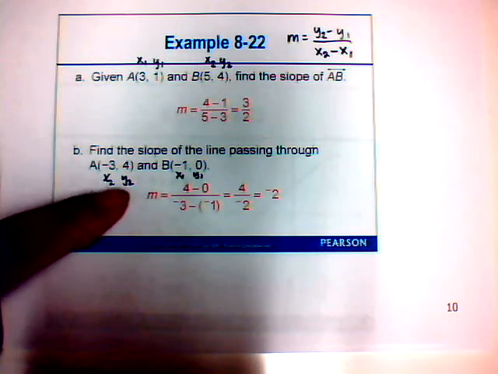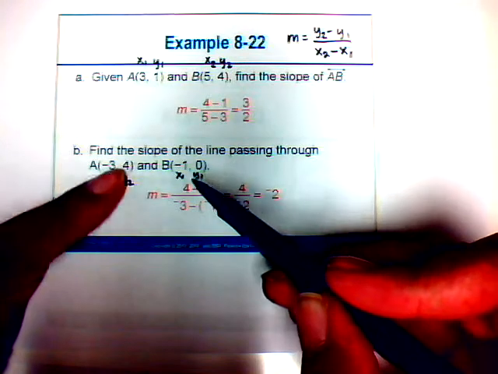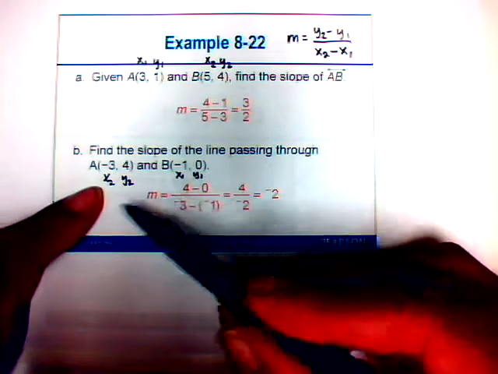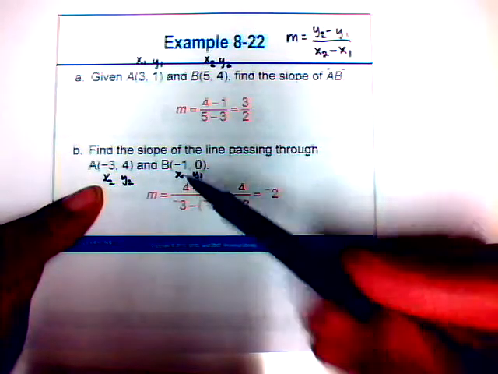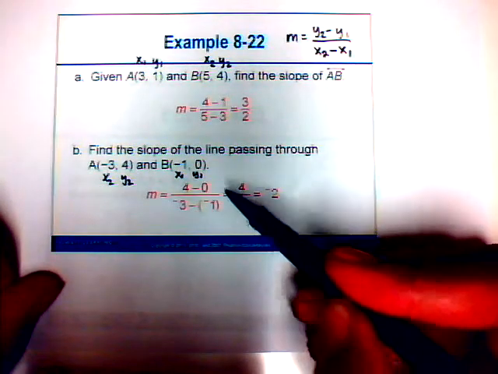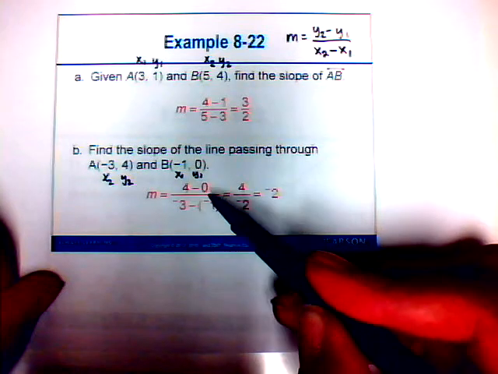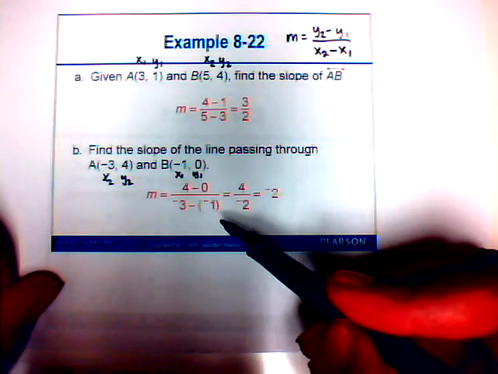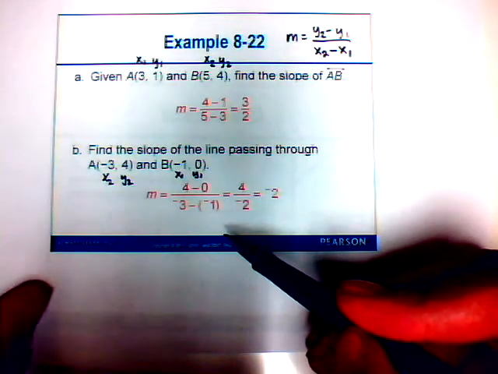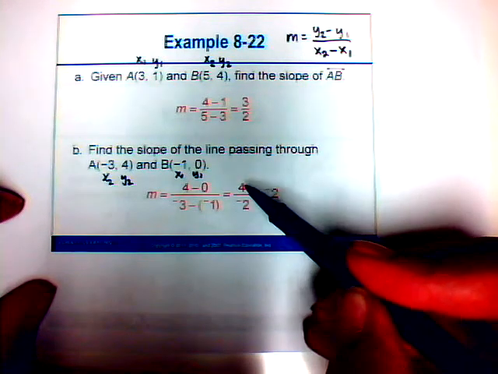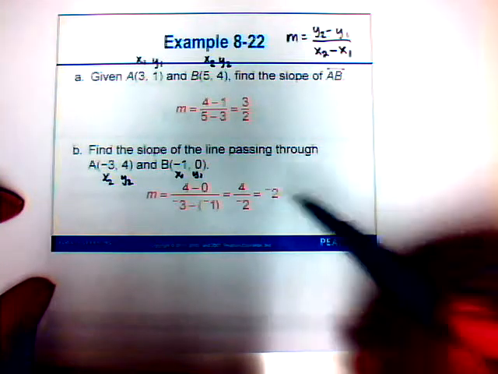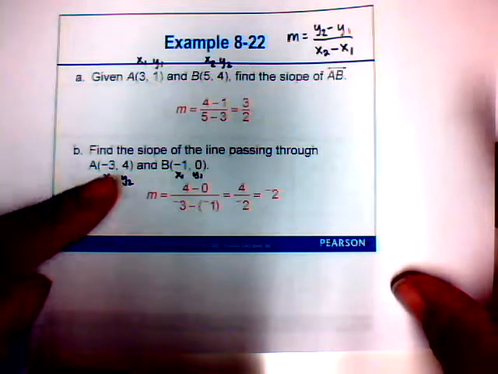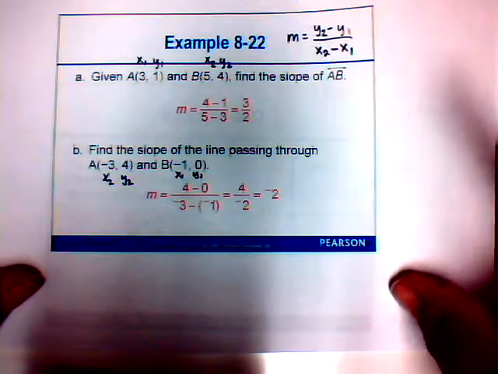So in this case here, this will be 4 minus 0, y2 minus y1, divided by x2, which is negative 3, minus x1, which is negative 1. The numerator, you have 4 minus 0, that's 4. The denominator, negative 3 minus a negative 1, is the same as saying negative 3 plus 1, that's negative 2. So now you have 4 divided by negative 2, which is negative 2. So the slope of that line passing through those 2 points would be negative 2.